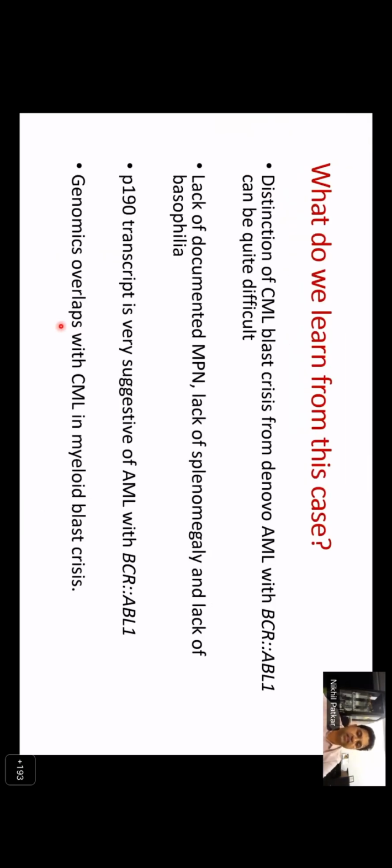So what do we learn from this case? Number one, the distinction of CML blast crisis from de novo AML with BCR-ABL1 is difficult and it is rare. Even the new WHO says that this distinction should be made by taking all these factors into account: clinical history, physical examination of the patient, and noting additional myeloid differentiation like eosinophilia and basophilia. And a thing to note is that the genomics is quite similar between CML in blast crisis and AML with BCR-ABL1. So with that, let's move on to the next case.